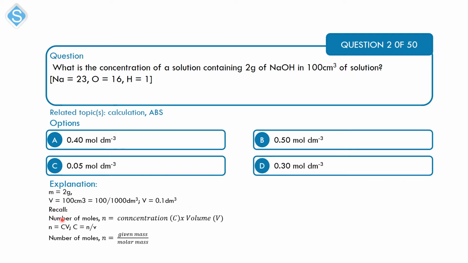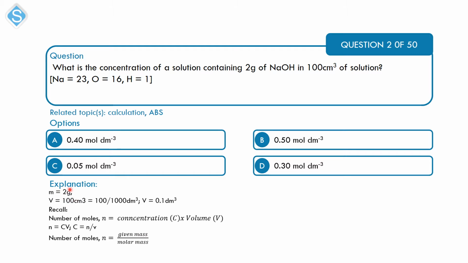Now, the number of moles of a substance, N, is equal to the concentration of that substance times the volume. So N = CV, and concentration C is equal to the number of moles divided by the volume, when you divide both sides by V. The number of moles is what we don't have yet. We do have the volume, and we're looking for the concentration. To get the number of moles, N is equal to the given mass over the molar mass.